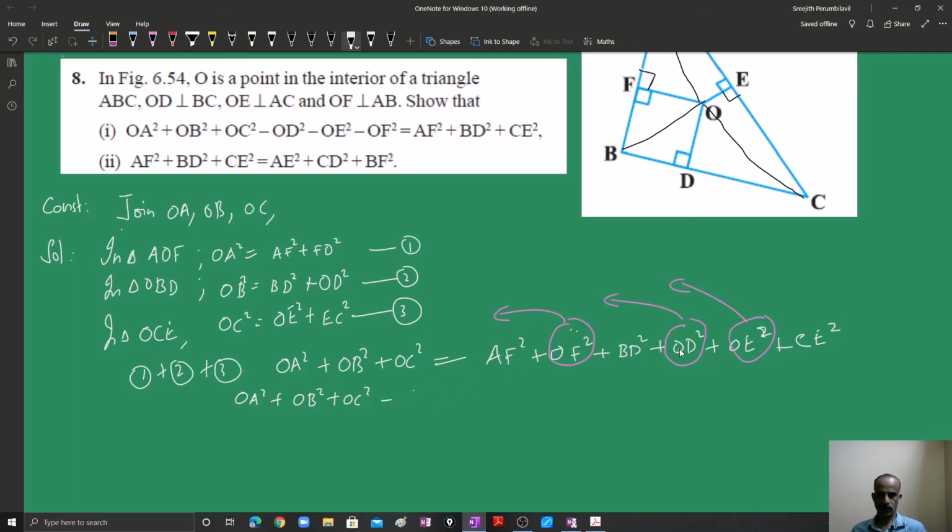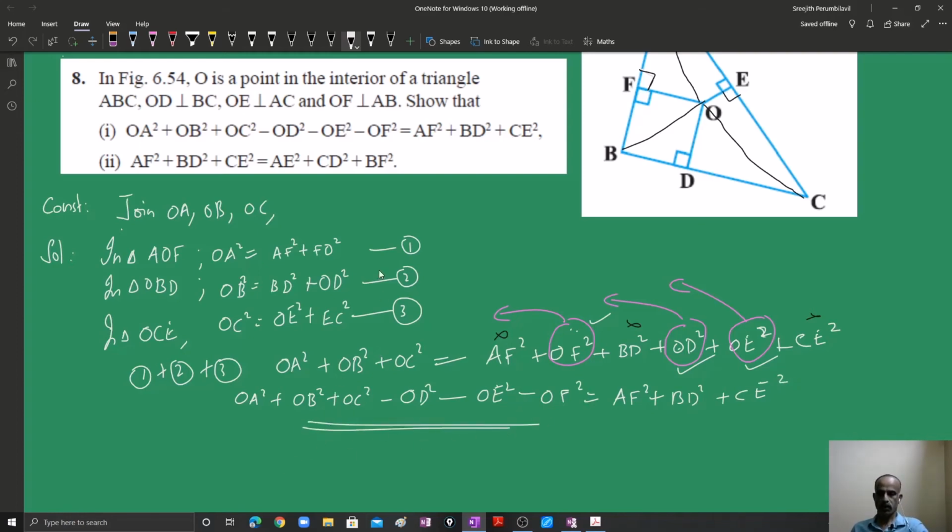First, we will take OD square, that is gone, minus OE square, that is also gone, minus OF square, that is also gone. What remains? These are what are remaining there. One is this term, and this term, and that is the answer: AF square plus BD square plus CE square, proving the first part.